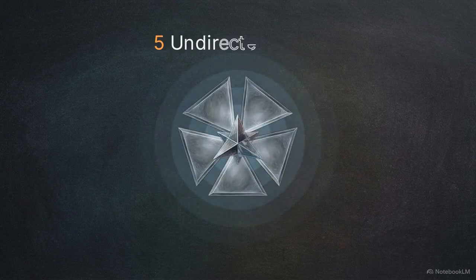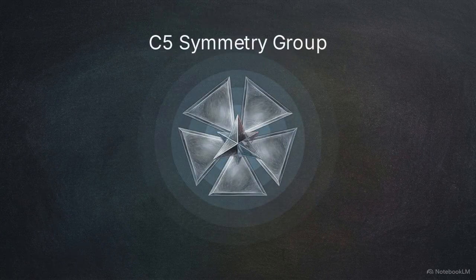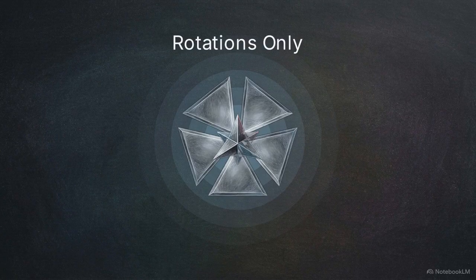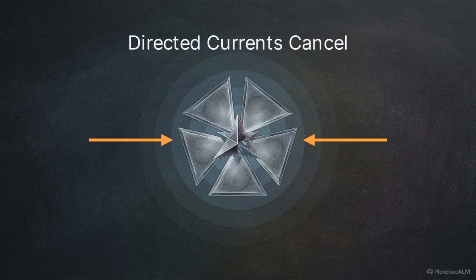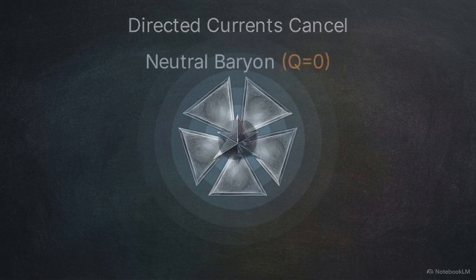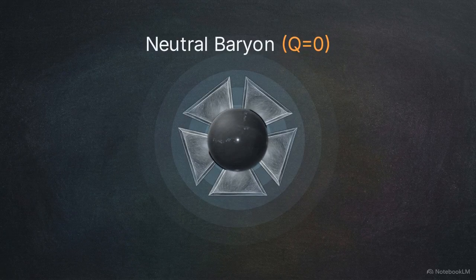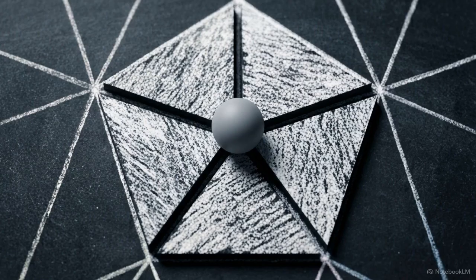The alternative pathway consists of the 5 undirected geometric faces that intersect at that exact same central point. These faces form a channel governed by the C5 symmetry group. Unlike the edges, this pathway restricts current entirely to rotations. If a baryon is neutral, its directed currents inherently cancel out. Without a net directional flow, the particle's topological coupling is forced entirely through this undirected 5-face pathway.